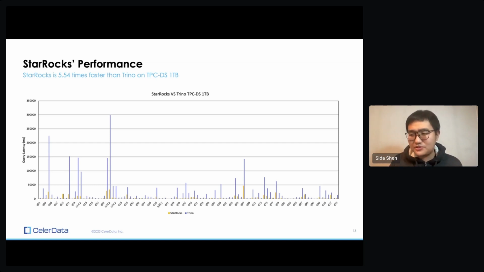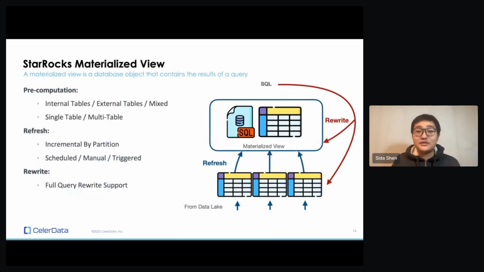But the problem we're trying to solve is not only that. We're trying to solve the ETL problem, because on the data lake, for the scale of data on the data lake, it doesn't really matter how fast the query engine is. It still has to do on-demand pre-computation, and this is where StarRocks Materialized View comes in.